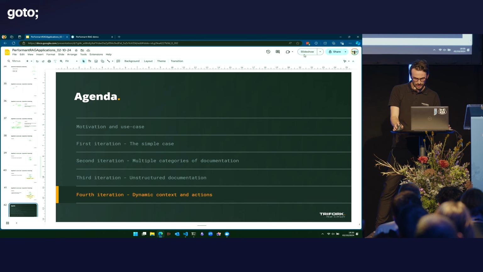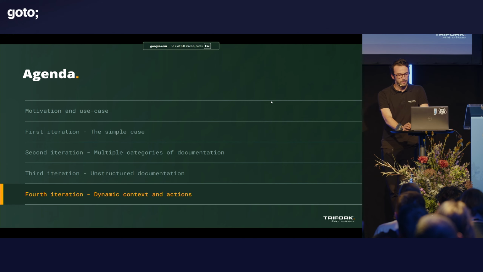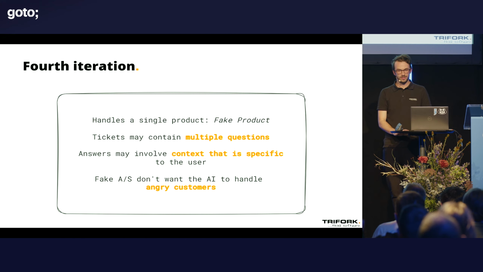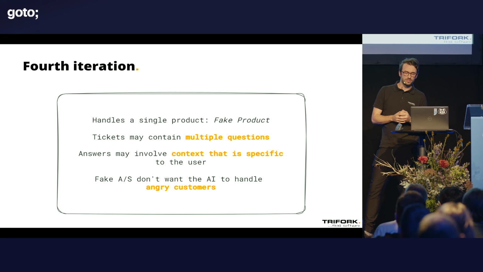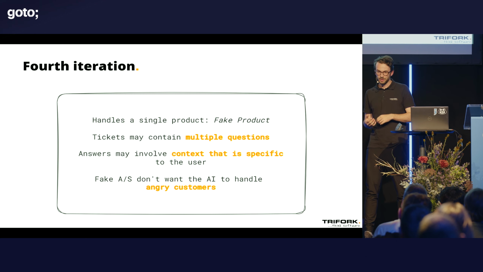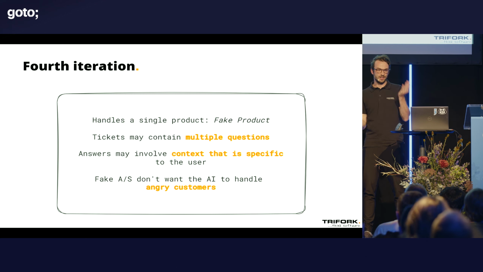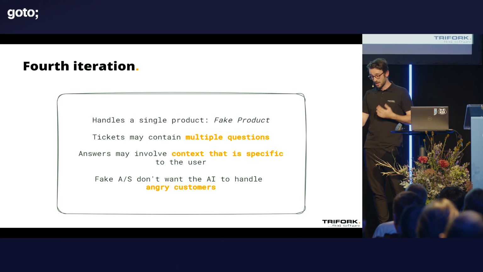So let's look at the last iteration here. This one gets a bit more hectic. Fake AS, they come to us and say, we have some more things. We still have a single product, and there's still multiple questions, but the users might be asking questions about their plan, like how long until it ends, and this is not something we can just hard code into our knowledge base. This is dynamic, and it might change at a moment's notice.